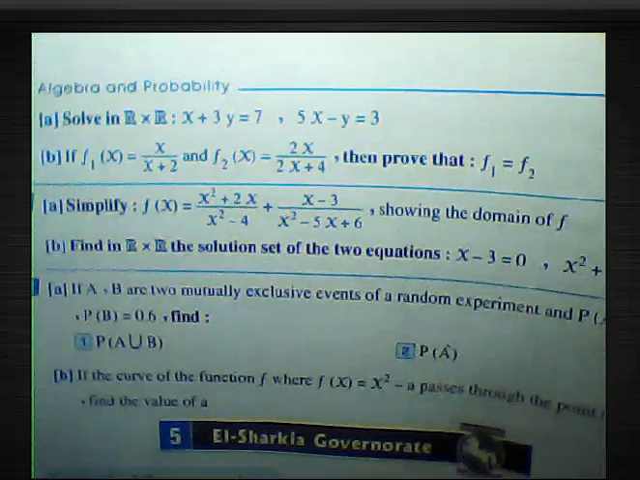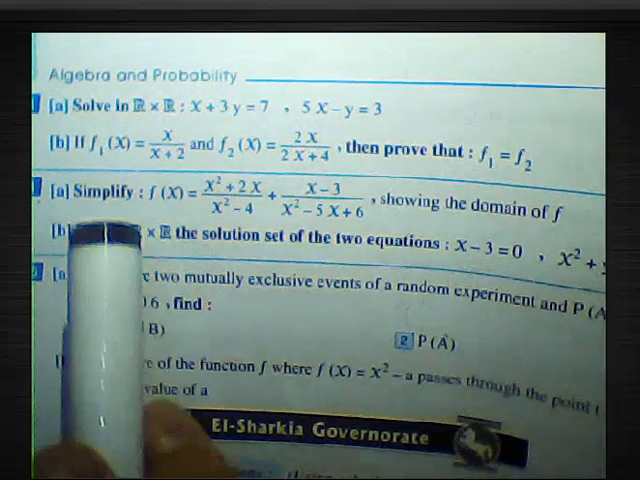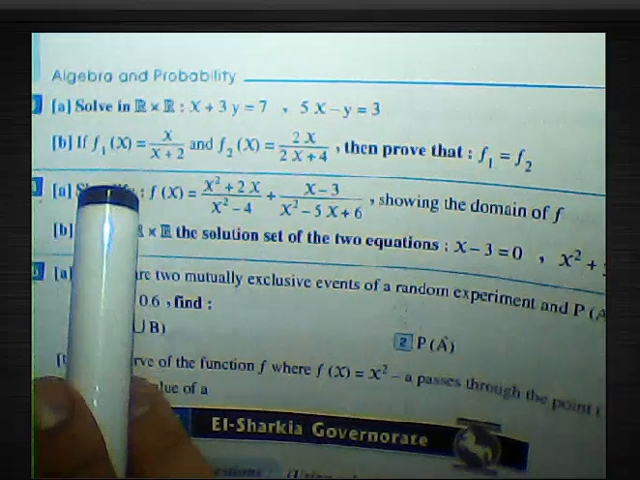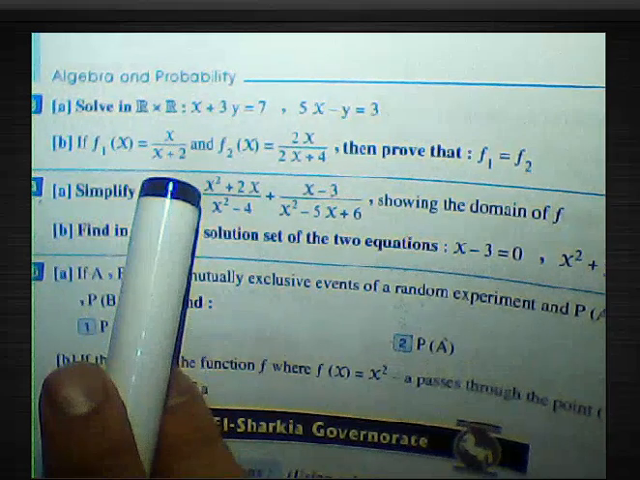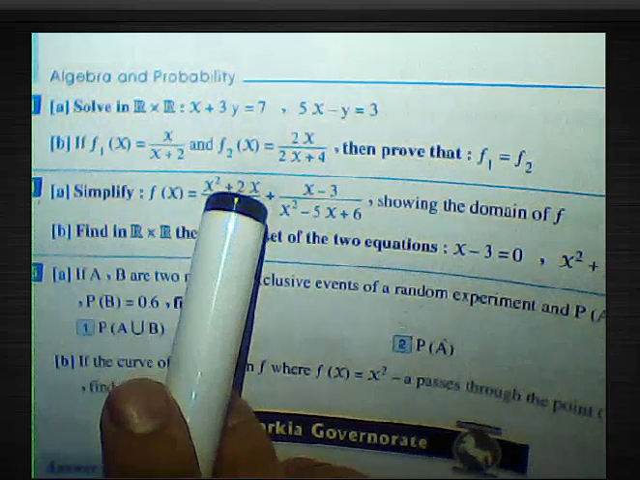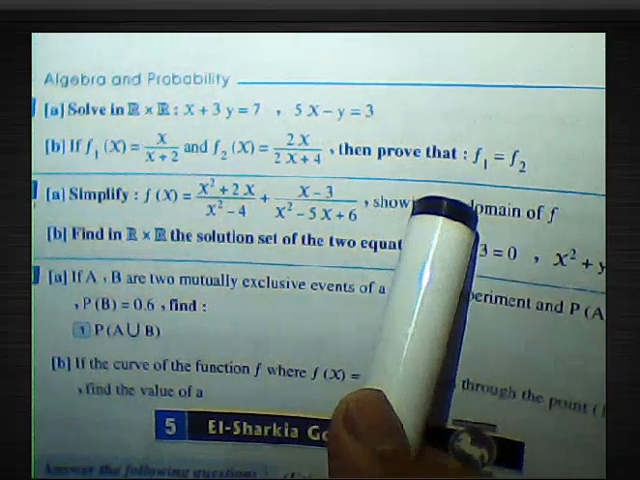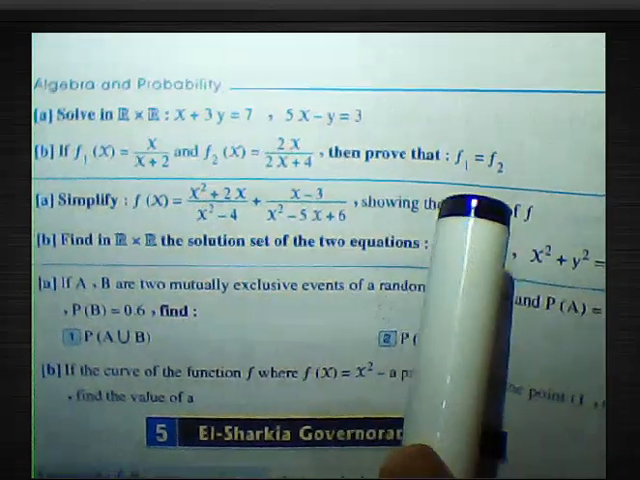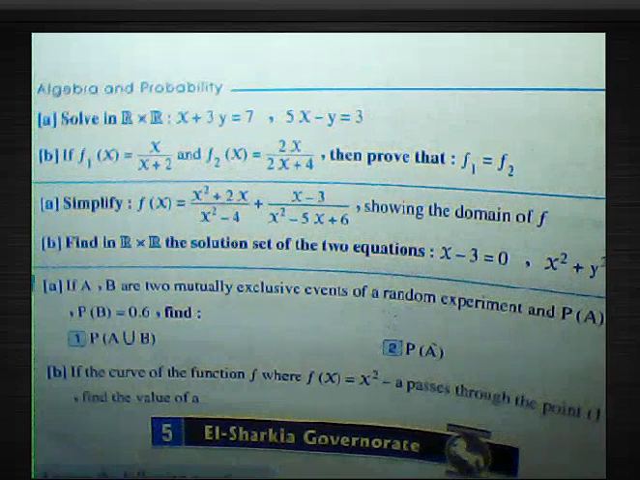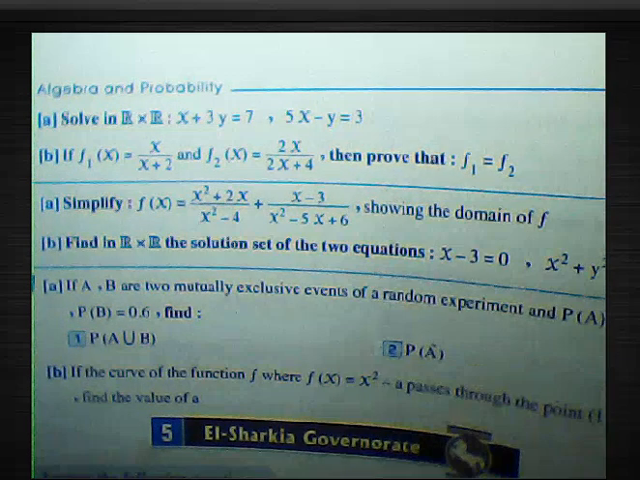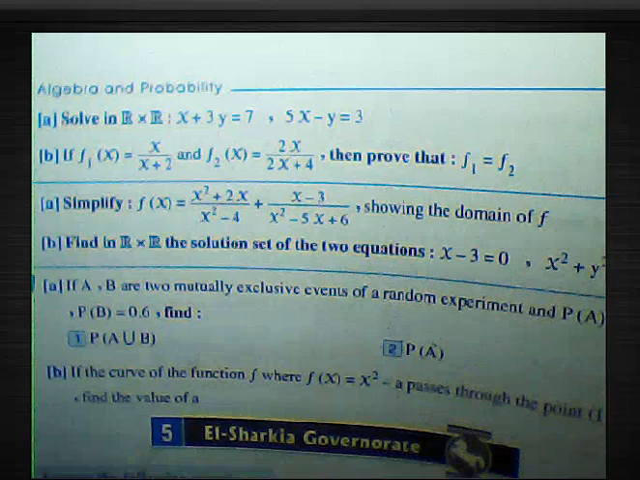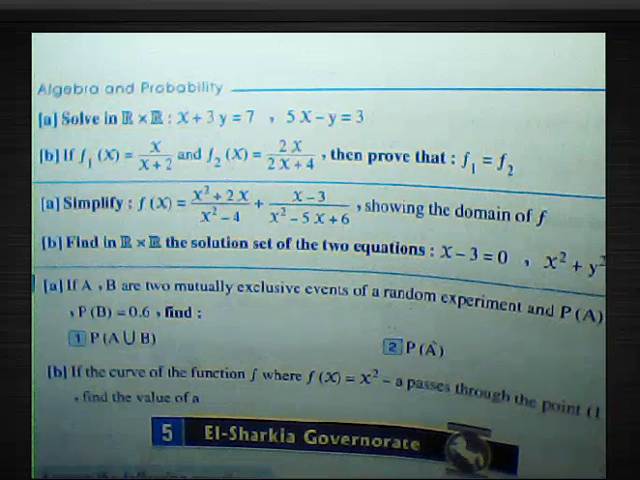Question number 2, letter B. If f1 of x equals x over x plus 2 and f2 of x equals 2x over 2x plus 4, then prove that f1 equals f2. To prove that, we must find the domain of f1 and f2 and prove that f1 of x equals f2 of x in the simplest form.